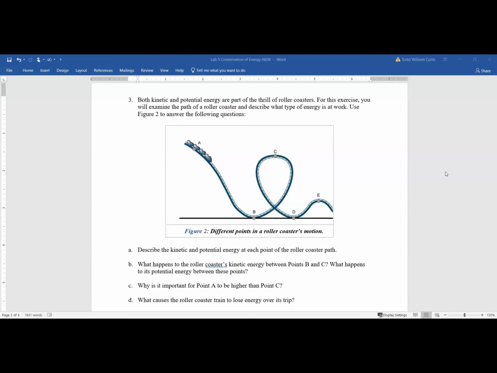Then question C asks us, why is it important that A is higher than point C? Well, the reason for that is if you analyze point C, at that point you will have gravitational potential energy, but you also must have kinetic energy because you have to be able to stay in your seat. You don't want to be falling out. So you need to have at least enough kinetic energy so that you have a centripetal acceleration large enough to be supplied by gravity and you won't fall out of your seat.